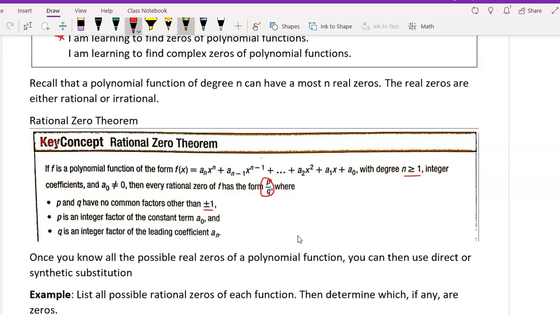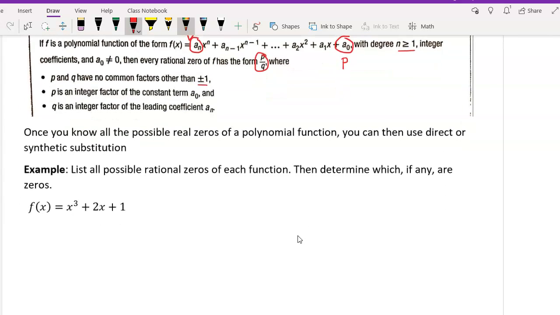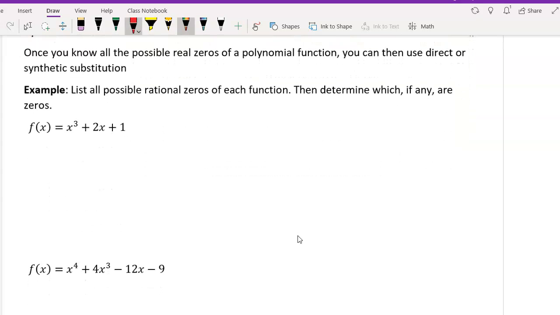P is your constant. This is your P. Q is your leading coefficient. This is your Q. So in essence, you're going to find all your factors of P and all your factors of Q. And then when you divide P over Q, you will find your possible real zeros. Your rational real zeros, at least. So once you know all the possible real zeros of a polynomial function, you can use direct or synthetic substitution. Knowing y'all, you want to use that synthetic substitution. It saves you a lot of time and a lot of heartache.